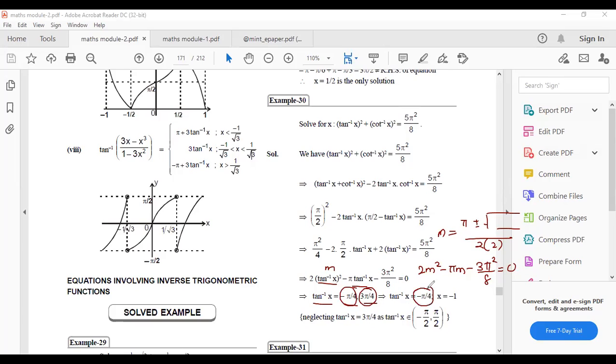For minus pi by 4, you can tell the value. That is minus 1. We have to neglect tan inverse x equal to 3 pi by 4. Why is it so? Why should tan inverse x equal to 3 pi by 4 be neglected? Because there is no such value for which the angle happens to be 3 pi by 4, as the principal value branch is strictly minus pi by 2 to plus pi by 2. Could you see that every conclusion is strongly connected to the basic concepts of principal value branch?